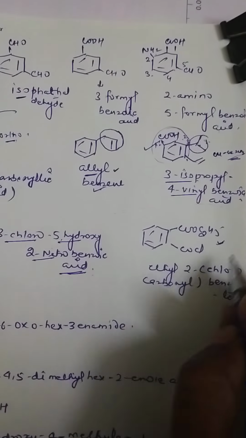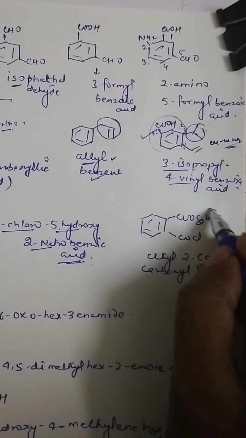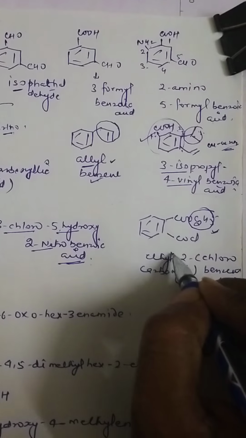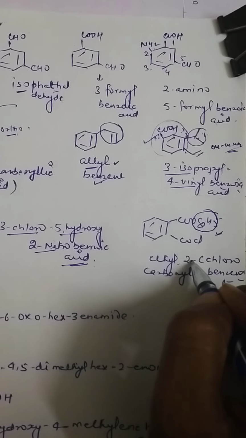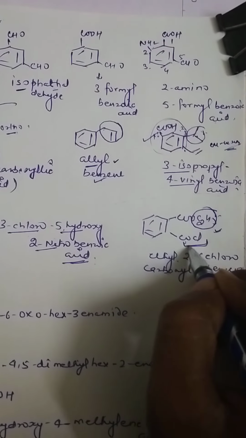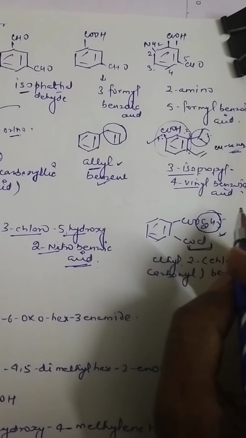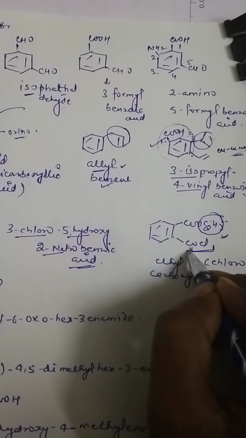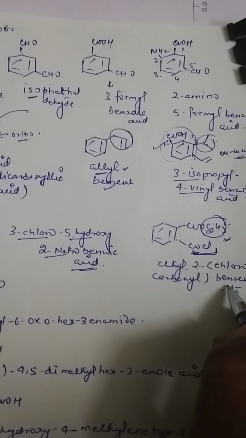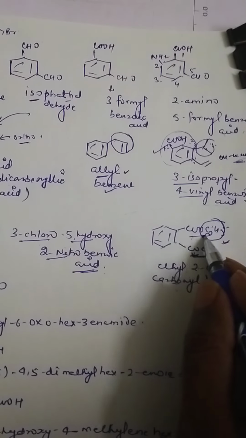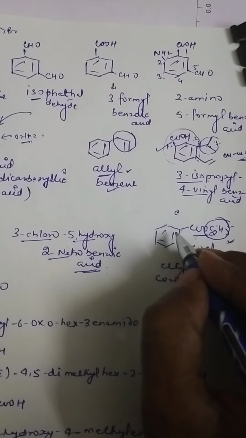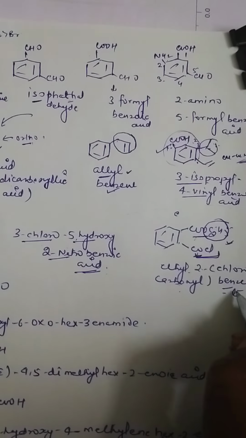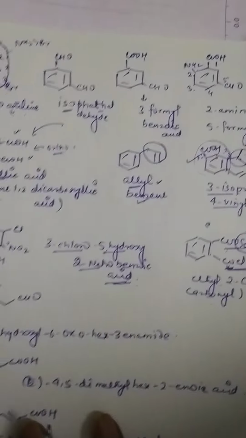Next one, if you see here, this is the ethyl, so ethyl comes first, then 2 chloro carbonyl. Look, this one is ethyl, and at 2 a chlorocarbonyl is attached, and then benzo. This is benzoate, because if an ester group is attached to benzene, it is called benzoate.